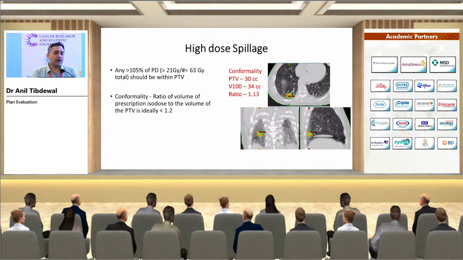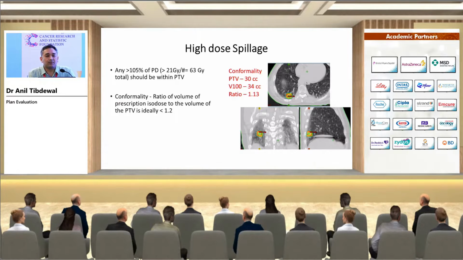Now, what do we mean by high dose spillage? There are 2 or 3 criteria for that. Any dose of more than 105% of the prescription dose, for example 21 gray per fraction, which means 63 gray in 3 fractions, should be within the PTV. It should not go beyond the PTV. We need to take that into consideration also. And the conformity, we heard in Dr. Tanvi Shahid's presentation in the morning, there are various methods to assess it, but in the RTOG 0236 they defined that the ratio of the volume of the prescription isodose to the volume of the PTV should ideally be less than 1.2.